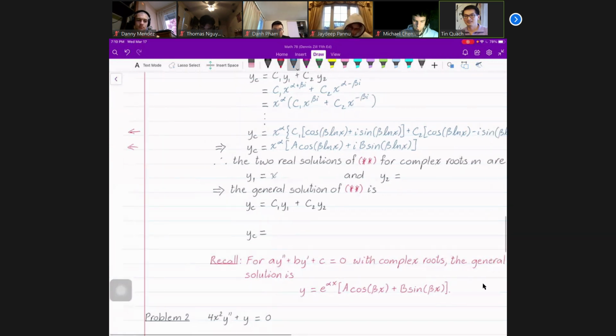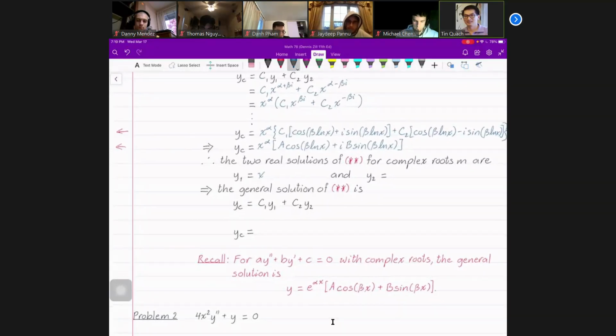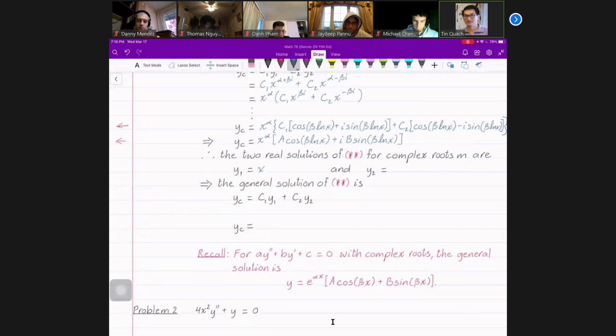What's going on? Is this moving? Yeah, next time I need to use a glove so my palm doesn't move the screen.